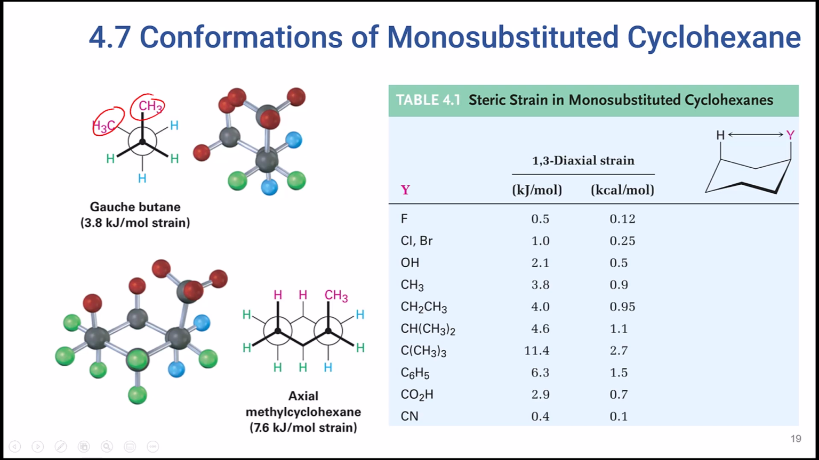So this table here shows us the 1,3 diaxial strain. If I have a group where Y is listed, that can have steric interactions with the hydrogen that is on the carbon two carbons over. So our tert-butyl group right here, there's a lot of diaxial strain, so it's a very good chance that that tert-butyl group is going to whack into the hydrogen, which it really doesn't want. If you have fluorine, there's less of an effect because it's very small, but with the large groups, they really want to be in the equatorial position.